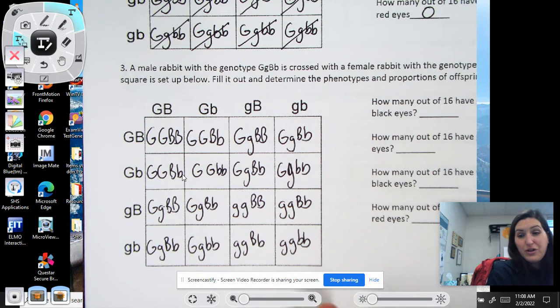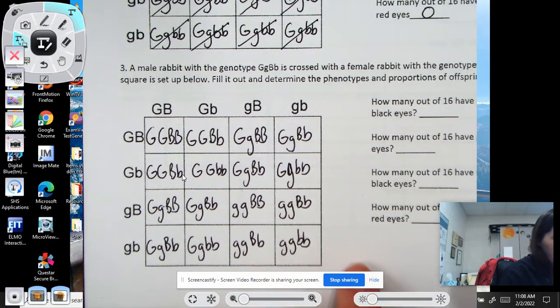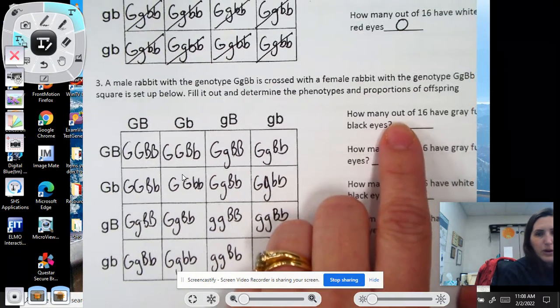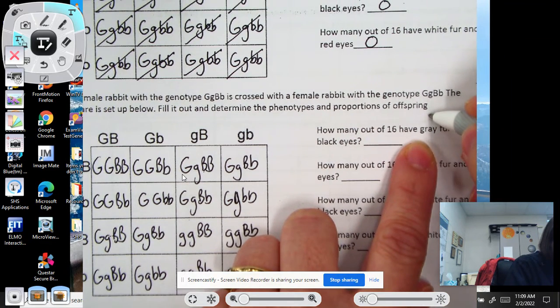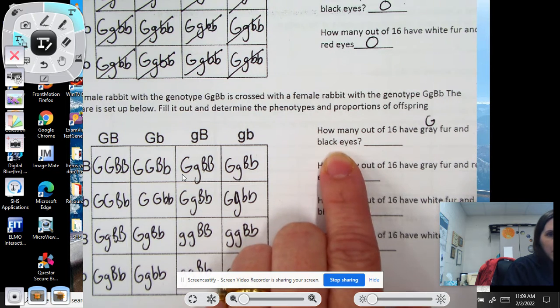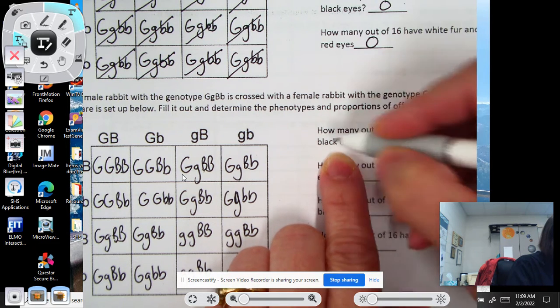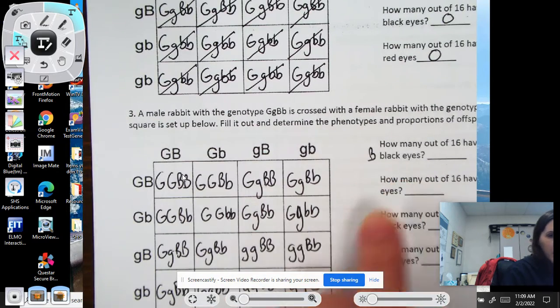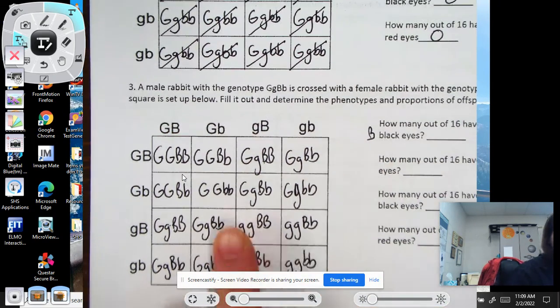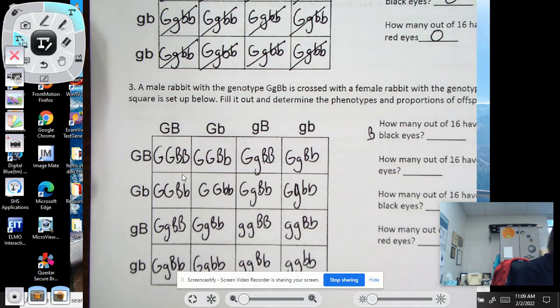All right, so yours should look similar to mine, probably nicer and neater than mine. And let's go through here. How many have gray fur? So I'm reminding myself, gray, I need a capital letter, capital G. And black eyes, I need a capital B. I like to just remind myself. Okay. I'm going to go through here and cross them off. Anybody who has a capital G or a capital B.